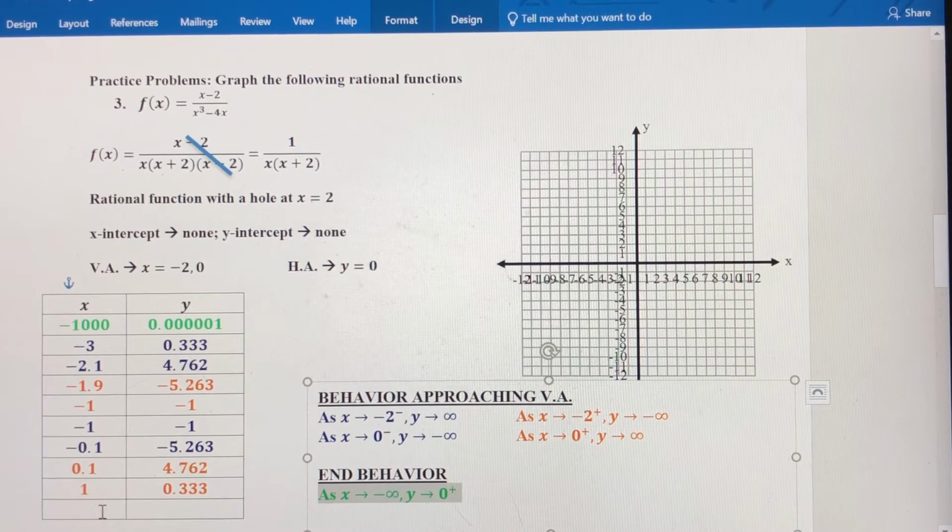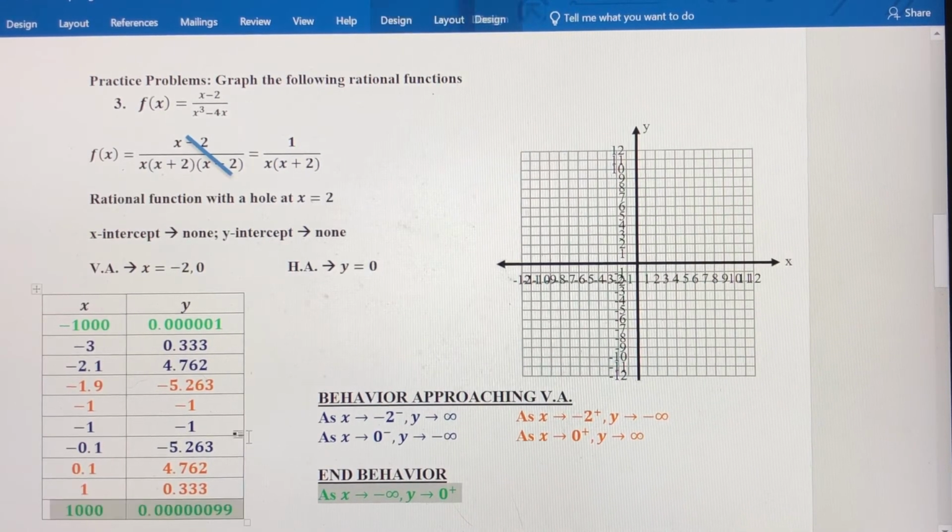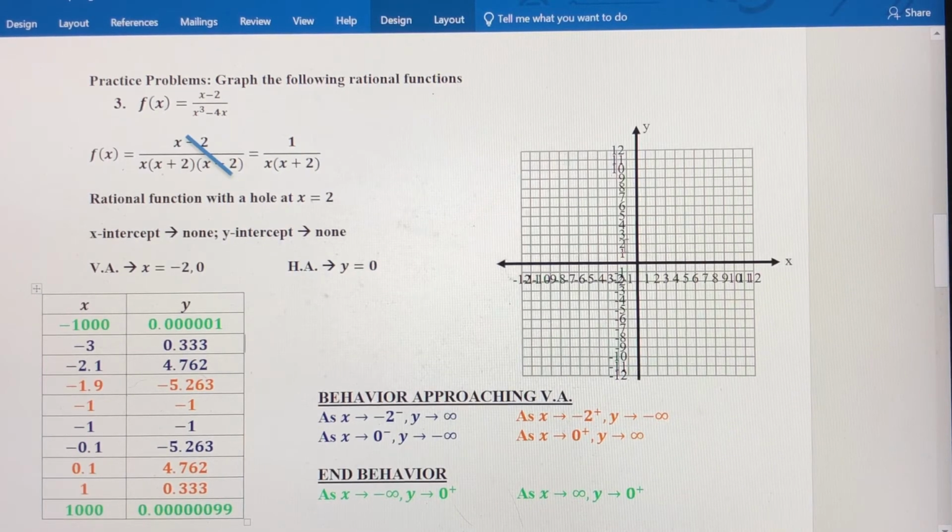Let's plug in a really large positive number like 1,000, and we're going to get another positive number. Positive, it's basically 0, but it never gets to 0. Okay, so as x approaches positive infinity, y is going to approach 0 from above. So I know on the left side I'm going to have a piece that looks like this. On the right side I'm going to have a piece that looks like this. In the middle I'm going to have a third piece of the graph that we'll deal with in just a second.